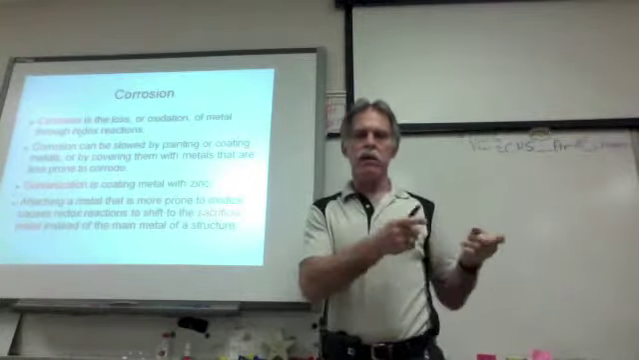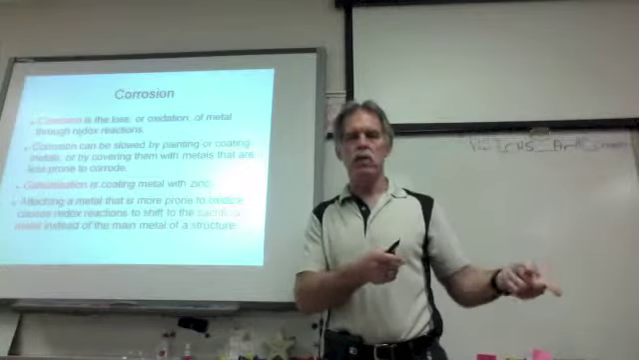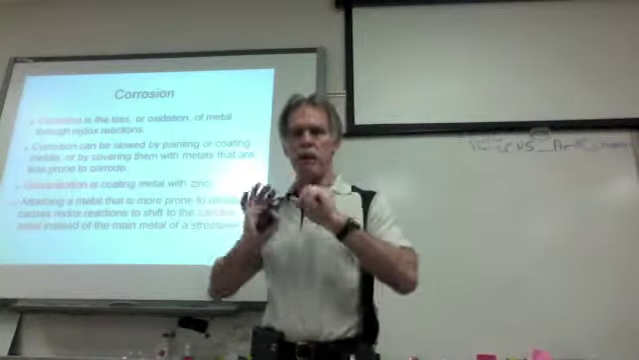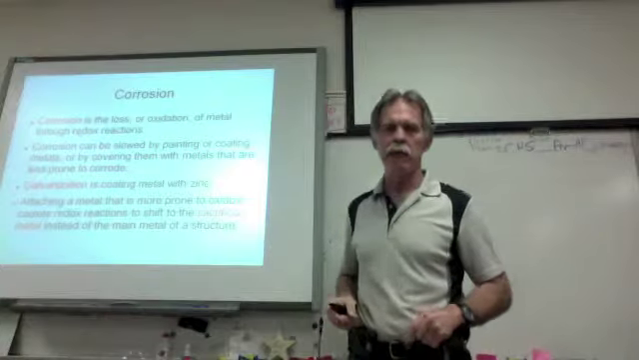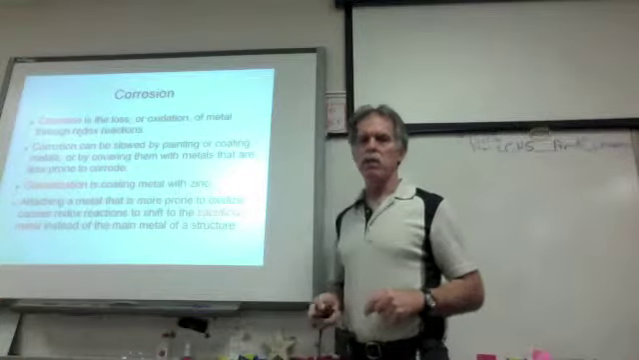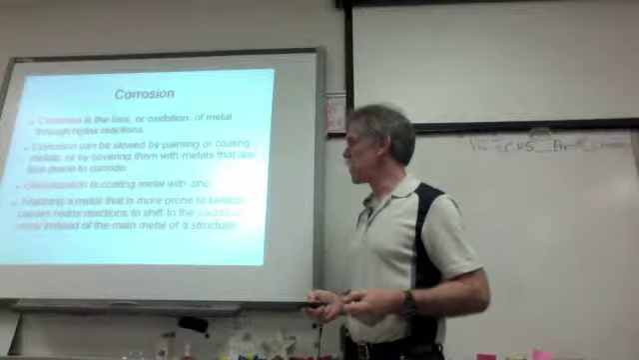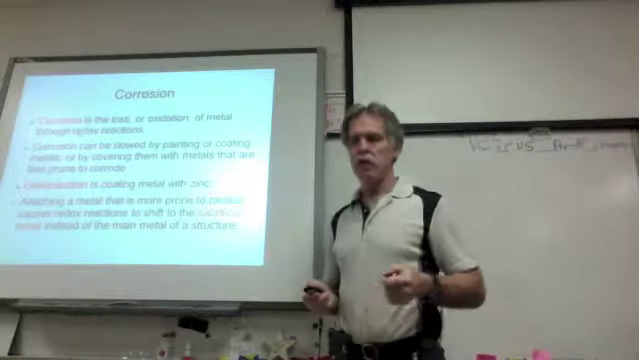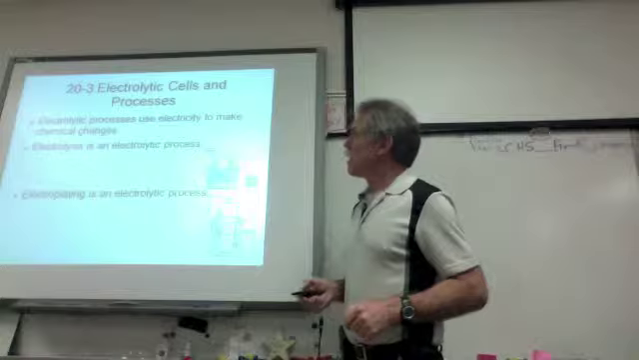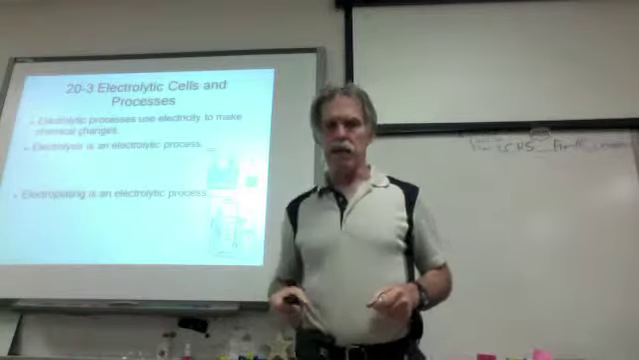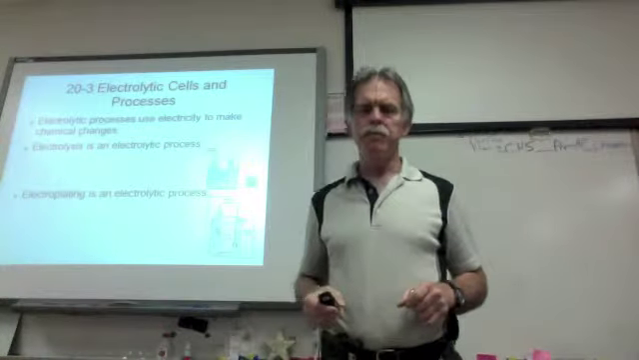The iron or the steel in the hull doesn't corrode because the electrons have all been funneled through this sacrificial metal to oxidize. So that is an important way and, you know, kind of a creative way to help keep iron ships from rusting. So, electrolytic cells, electrolytic processes.